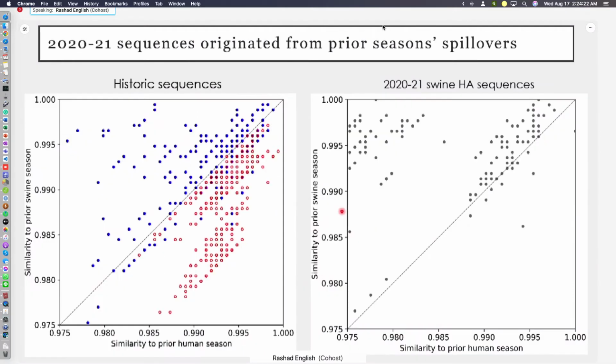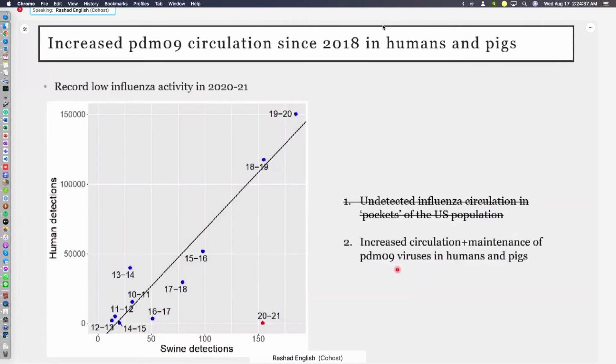When we plot the 2021 data on the same graph, we see that the majority of them fall in this upper triangle, suggesting that the vast majority of them, or all of them, come as onward circulation in pigs rather than new human-to-swine spillovers. That basically meant that we had no evidence that there was some undetected influenza circulation in humans, but we still have this massive outlier and we wanted to explain it somehow.